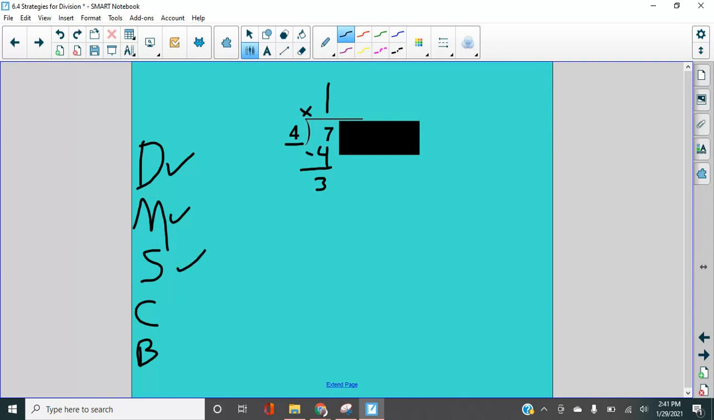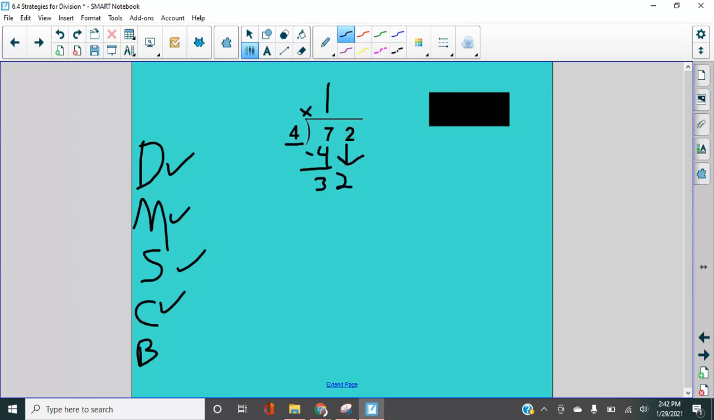C stands for check. I'm going to check to make sure that what I wrote down here is smaller than what I multiplied times. Right out here. So the divisor. 3 is smaller than 4. Yep, check. B stands for bring down. What am I going to bring down? Watch this. I'm going to bring this number down next to the 3. So now I have 32. Isn't that nice?